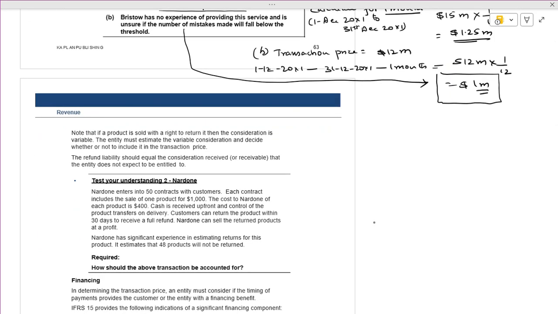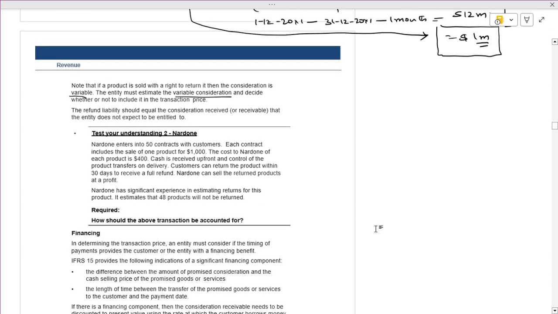Note that if the product is sold with a right to return, then the consideration is variable. If the product is sold with a right to return, definitely it is variable. The entity must estimate it. See, you have to know what is the fixed consideration and what is the variable consideration. If there is a term and condition that it can be returned, then we have to be very cautious in working on that component.